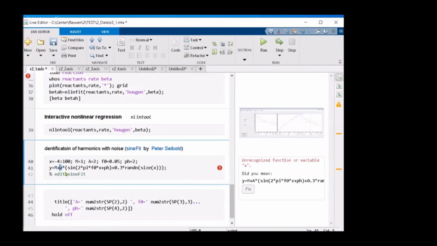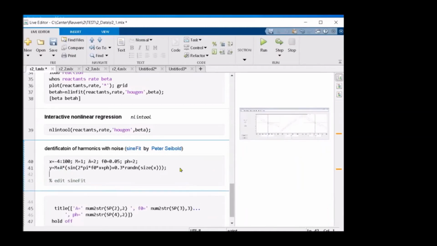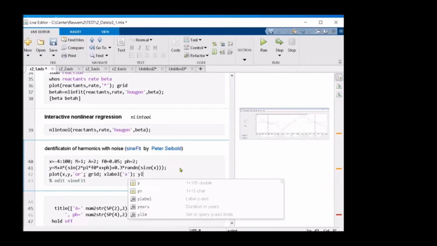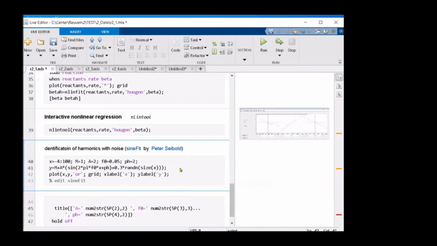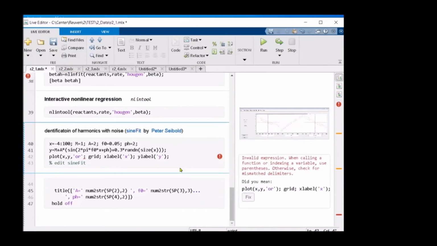A should be capital here, sorry. Let's check again. Okay, no mistakes, let's continue. Now let's plot this sine. Plot our argument, our function, and the random noise we will make with red circles. And let's add a grid. And let's also add labels. X label, it's just X. And Y label, just Y.